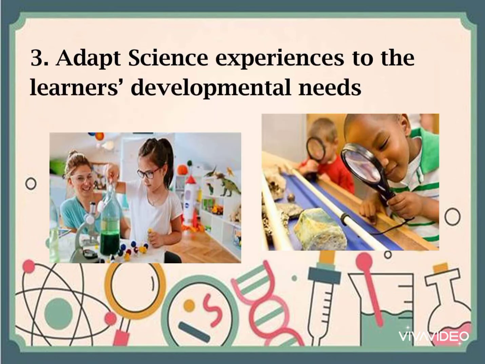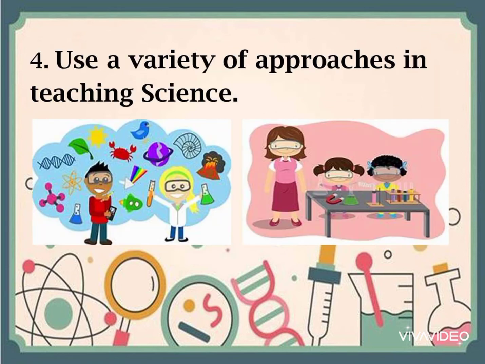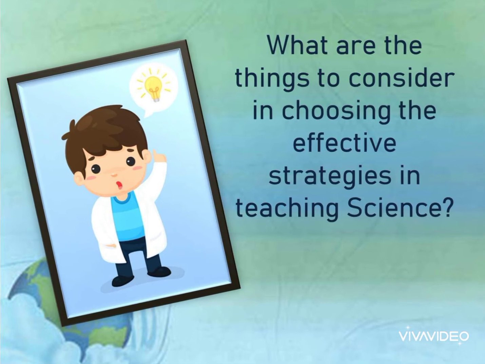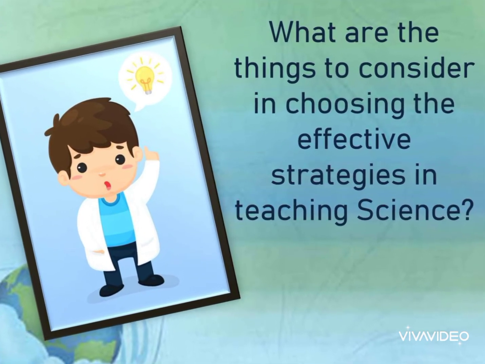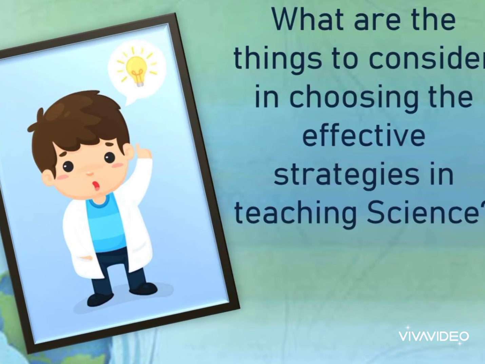3. Adapt science experiences to the learner's developmental needs. Learners differ on how they operate mentally. Therefore, you must arrange experiences that fit what they can do. 4. Use a variety of approaches in teaching science. Students have different learning styles. To be more effective, you must be aware of their learning styles and you must consider them in choosing which teaching methods to use. But what are the things to consider in choosing the effective strategies in teaching science?